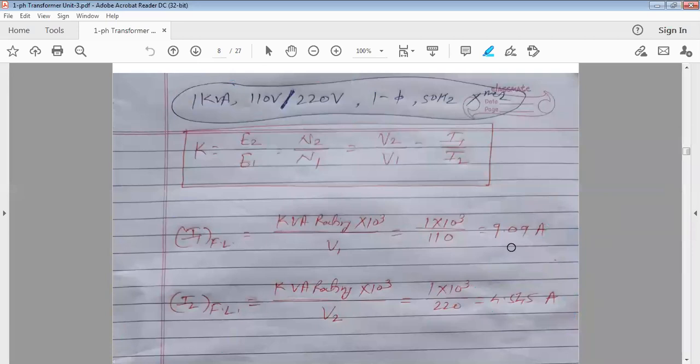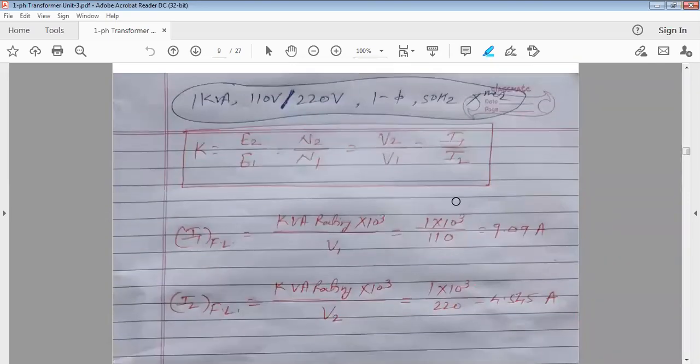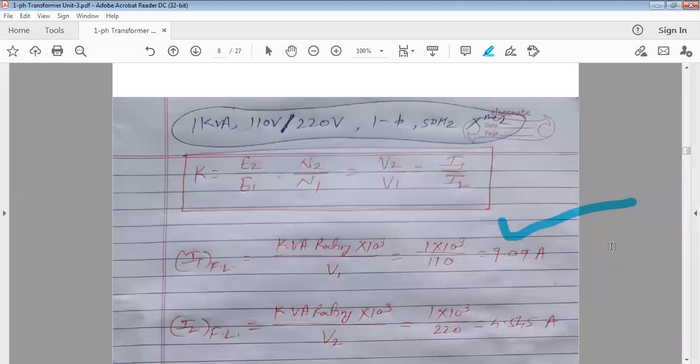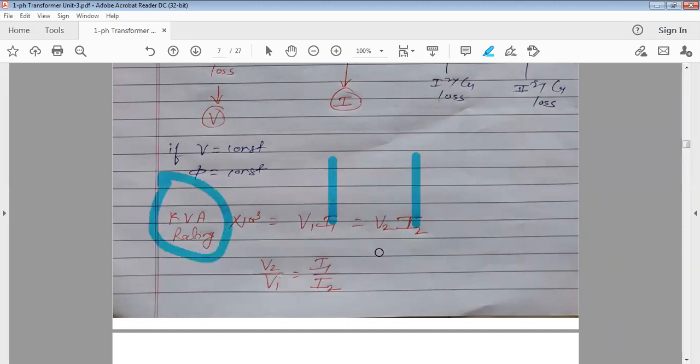So I1 full load and I2 full load you can calculate from specifications given on the nameplate. Now next is about numericals. You will get asked on this formula. kVA rating into 10 to the power 3 is V1 I1 is equal to V2 I2. Primary side voltage and current, its product, and secondary side voltage and current, its product is equal to kVA rating. As you go on changing load, I1 and I2 change, so kVA rating for every load is different.